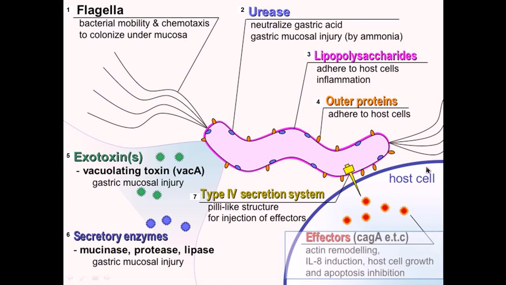Okay. And finally, the effector molecules that are required here are actin remodeling complexes, because they need to remodel actin to stop the fusion of lysosome with the endosome. And also they need to recruit certain factors which will induce interleukin 8, which eventually causes the inflammatory response, as well as they need to produce some apoptosis inhibition factor. And all of these factors are made using that CagA, which is a part of the Cag pathogenicity island.